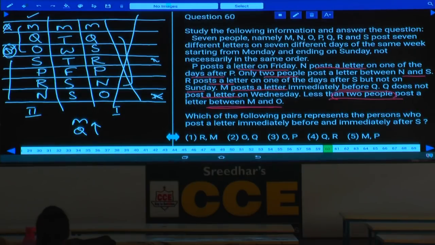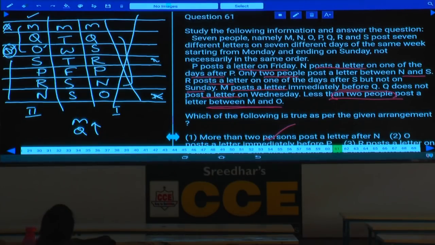Then question number 60. Which of the following pairs represent the persons who post a letter immediately before and immediately after S? Immediately before is O, immediately after S is P. Hence O and P, that is given in choice 3. So question number 60 is choice 3.